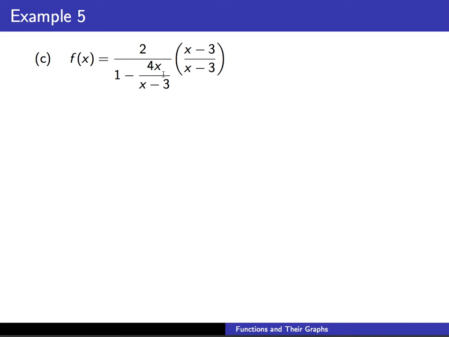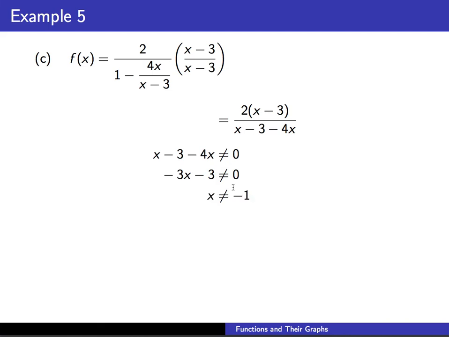When we do that, on top we get 2 times x minus 3. On the bottom, 1 times x minus 3 is x minus 3, then bring the minus over, and 4x over x minus 3 multiplied by x minus 3, those cancel out, leaving us with just the 4x. So in this big denominator, we have x minus 3 minus 4x, and that denominator is not allowed to equal 0. So x minus 3 minus 4x is not allowed to equal 0. Combine like terms: x minus 4x is negative 3x, minus 3 can't equal 0.